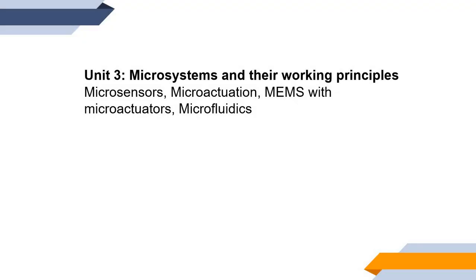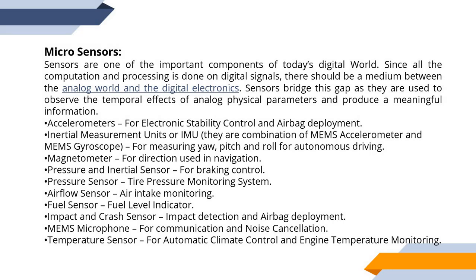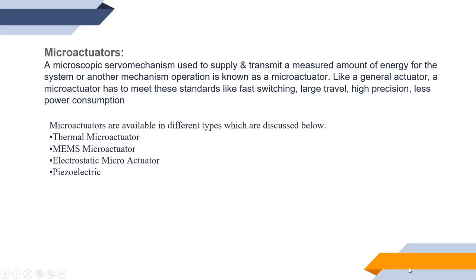Unit 3 comprises microsystems and their working principle, in which we are going to learn about microsensors, which measure the analog world and convert it to digital electronics. Sensors bridge the gap between the temporal effects of analog physical parameters and produce meaningful information. In order to sense, we are going to use various types of microsensors. Microactuators: like a general actuator, a microactuator is a servo mechanism used to supply and transmit a measured amount of energy for the operation of a system or another mechanism. These microactuators are classified into different types based on their working principle.